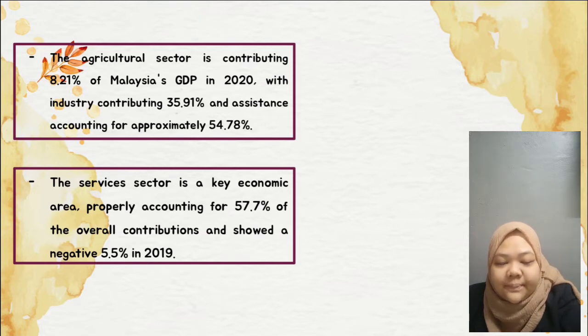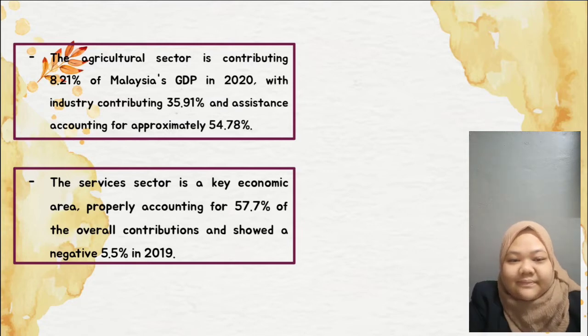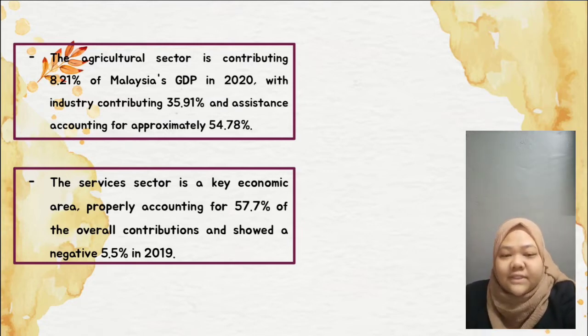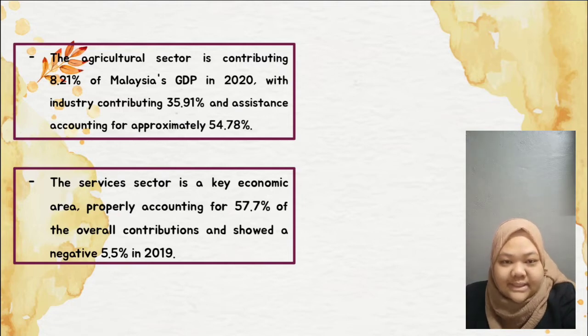As per the Global Competitiveness Report 2019, Malaysia's economy is indeed the world's 27th most competitive. Despite the foregoing, the services sector is a key economy area, accounting for 57.7% of the overall contributions. Nonetheless, it showed a negative 5.5% in 2019. The tourist industry has been the most essential part of the services sector.